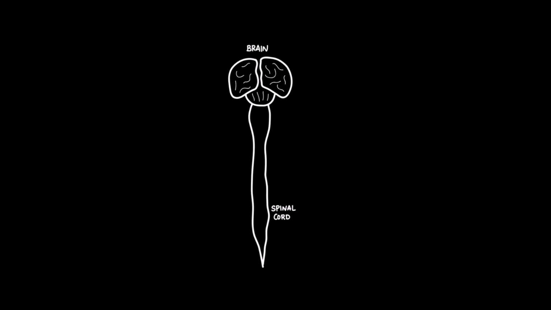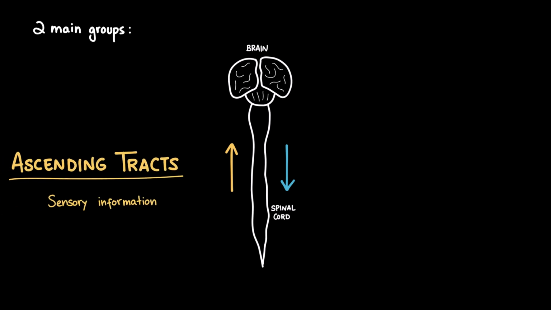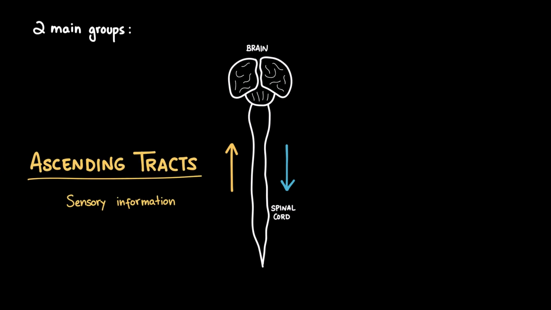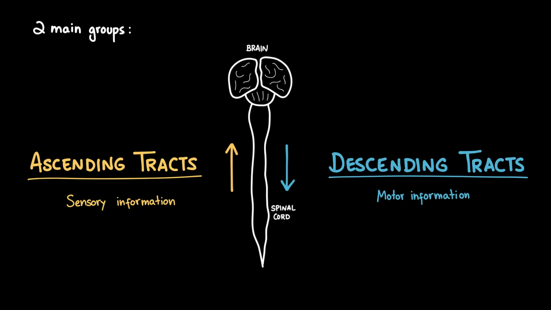You can think of the spinal cord as the main highway between the body and the brain. Signals are constantly traveling up and down, carrying information between the brain and the body. So, to keep things organized, we divide these pathways into two main groups: the ascending tracts, which carry sensory information from the body all the way up toward the brain, and the descending tracts, which carry motor instructions from the brain down to the muscles.